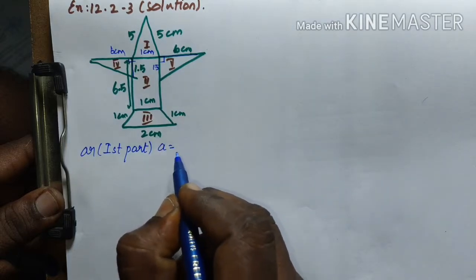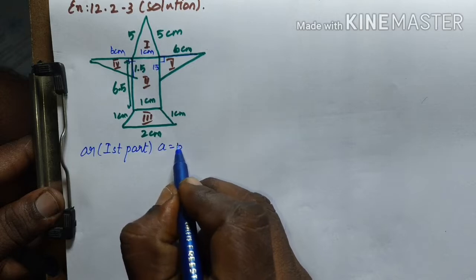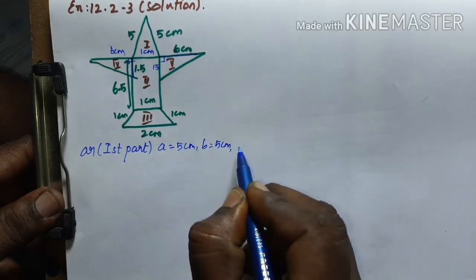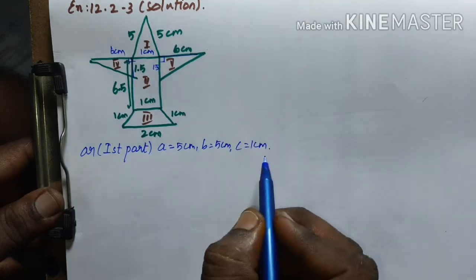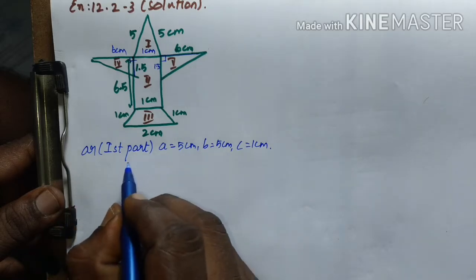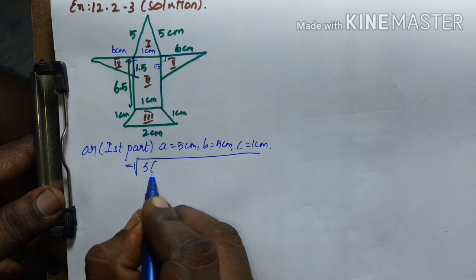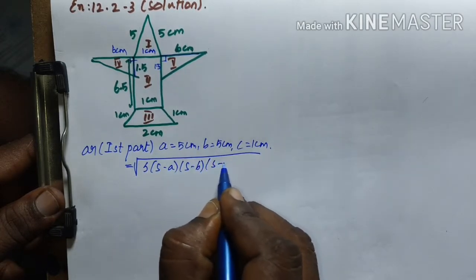Here they have given the three side values. I am going to consider them as A, B, C. The first side A is 5 centimeter, B is equal to 5 centimeter, and C is equal to 1 centimeter. These are the first part measurements, and we know the side values here, so we need to find the area by using Heron's formula. The formula is the square root of S into S minus A into S minus B into S minus C.